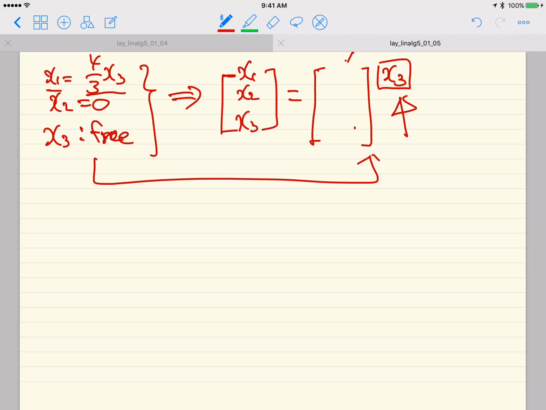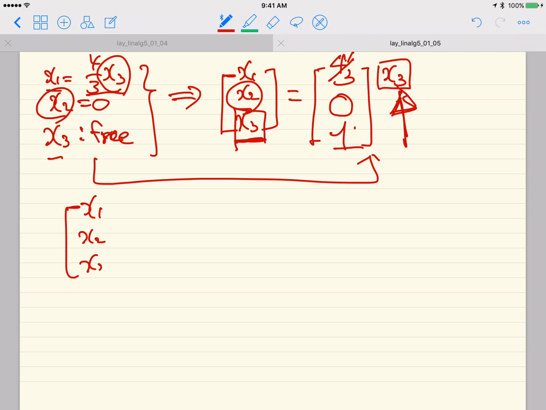x1 equals 4 over 3 times x3, right? So it should be 4 over 3. Then what about x2? So x2 doesn't have any x3 term, right? So we can simply fill that value as 0. And then what about the x3 part? This is the free variable itself that we use here, and so we can just place that value as simply 1. Okay?